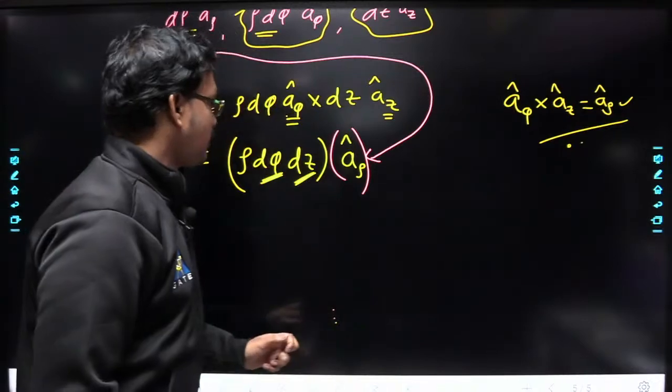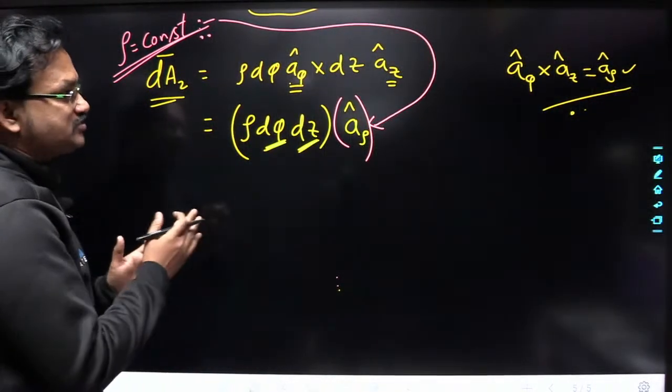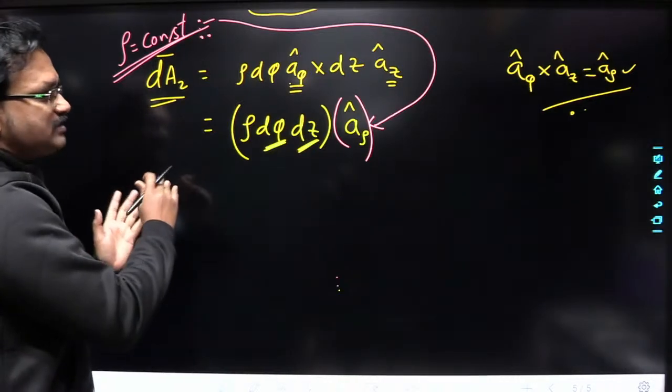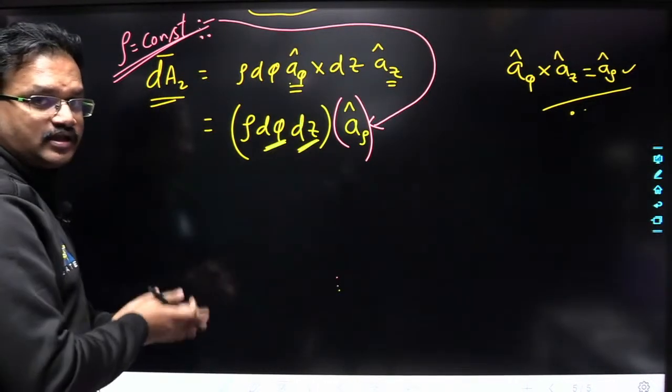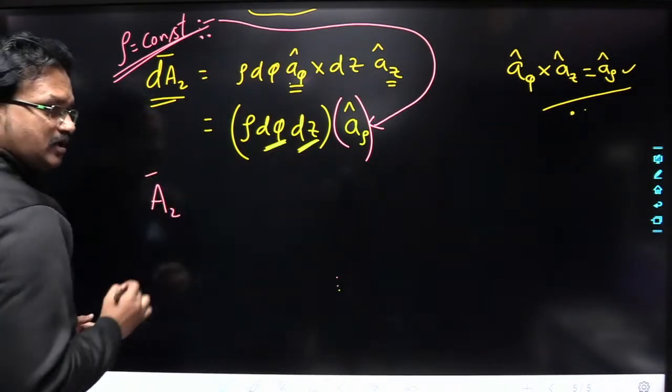Yes or no? Okay. So let us see whether we have visualized now. Let us see whether we are going to get the same result mathematically also. Okay. So what is the total surface area? Total surface area is nothing but A2 bar.